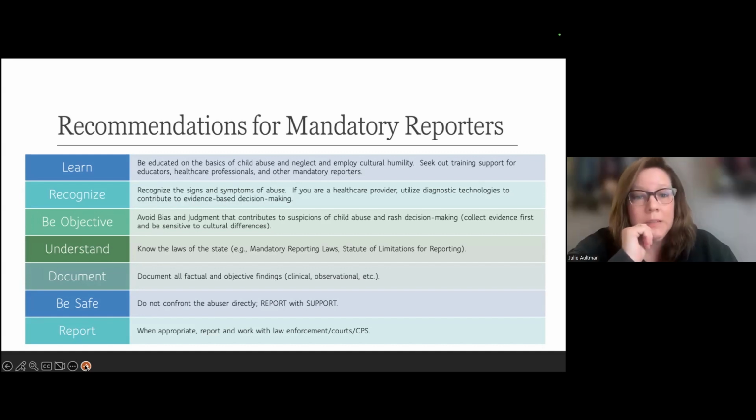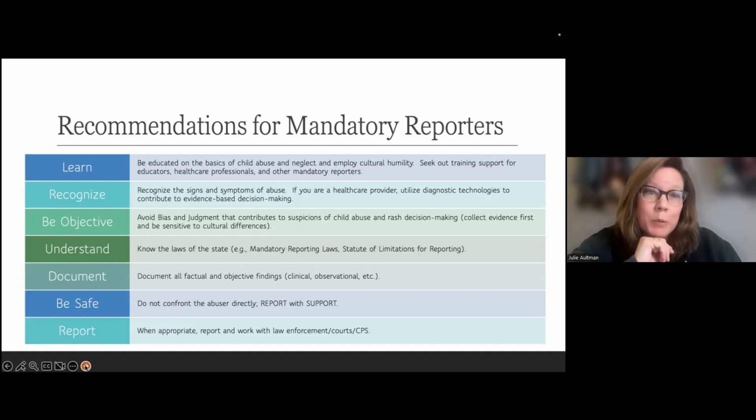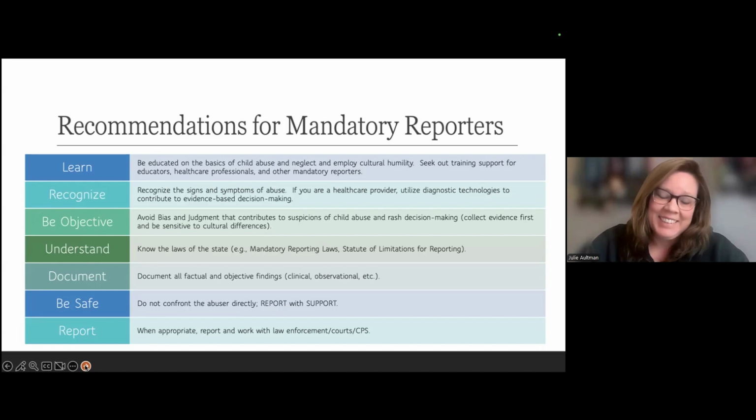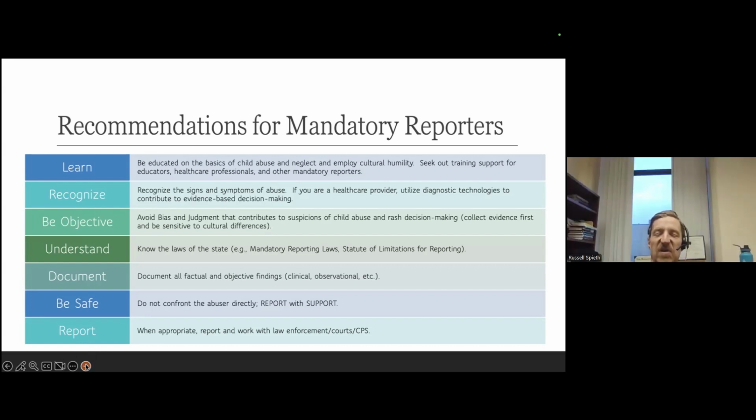And don't confront the abuser directly without somebody else, without support. There have been violent cases against accusers. And so report with support. So a little tagline there. And then when appropriate, report and work with law enforcement the best you can, court, CPS, public health departments, and so forth.